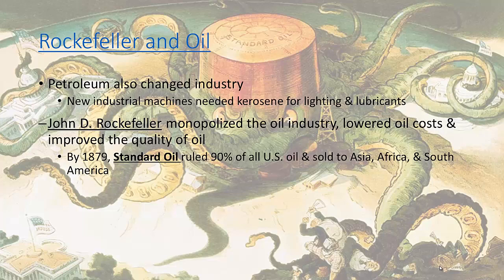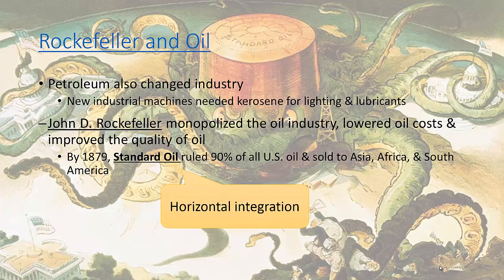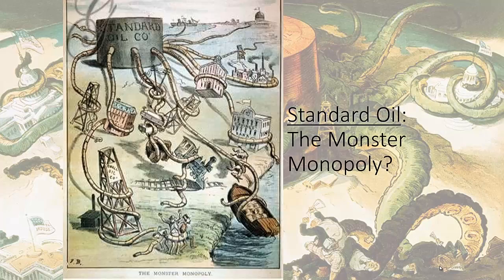Rockefeller is going to streamline processes to lower oil costs and improve the quality of oil, so much so that by 1879, Standard Oil rules 90% of U.S. oil and sells to Africa, Asia, and South America. And again, I want you to write down now horizontal integration. Carnegie was vertical. Rockefeller is going to be horizontal integration.